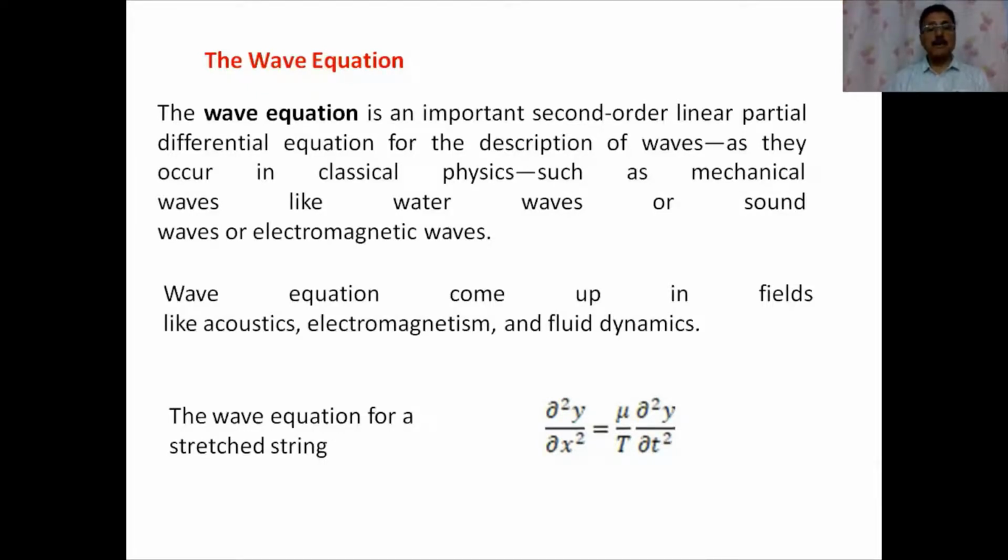For example, the wave equation for a stretched string is given by del 2y del x square is equal to mu by T del 2y del t square. It's a familiar equation. Y is the displacement, mu is the mass per unit length, T is the tension in the string. So this is the wave equation associated with a string, for example. Now mind it, the solution of this wave equation will be a plane progressive wave, and this solution in terms of y we generally find out for a wave in a string or a sound wave or whatever wave.